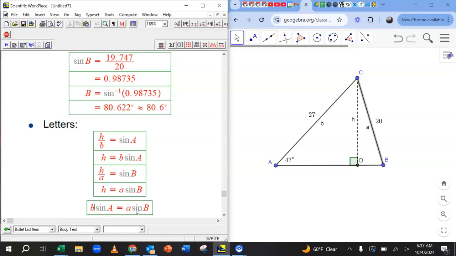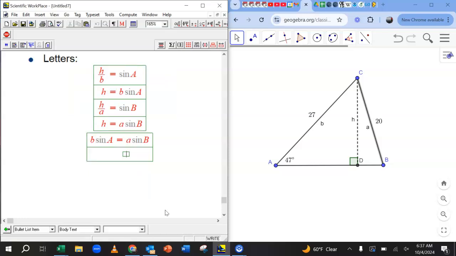Little b sine A. Remember little b is always, in this convention, the side opposite angle B, and little a is the length of the side opposite angle A. And we've got a rather nice, pretty form, and it doesn't mention H at all. And there's a couple of equivalent forms for this.